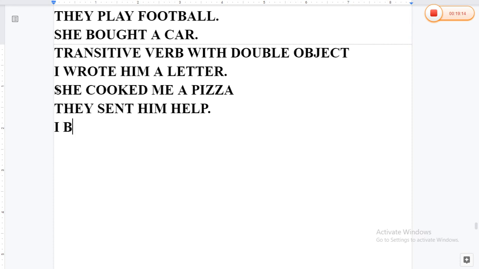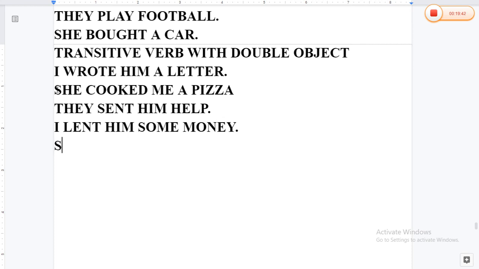I borrow money. I borrowed him some money. Borrow should not be here. I lent him some money. Let me change the verb here. Lent, L-E-N-T, lent him some money.